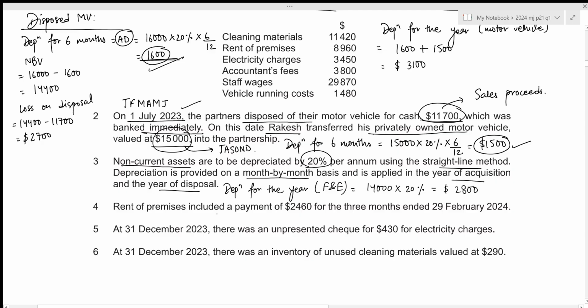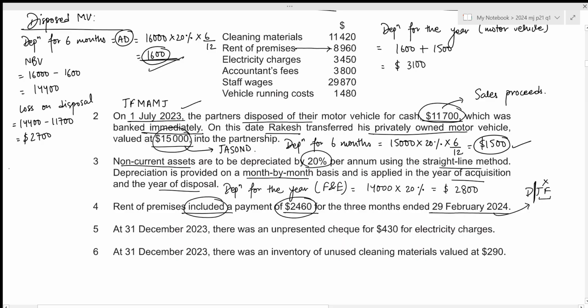Then the rent of premises included a payment of 2,460 for the 3 months ended 29 February 2024. So these 3 months will include the month of December, January and February. Our year end is 31st December 2023. It means that we should not be including the amounts for the next year. And this rent of premises given here of 8,960 already includes this amount of 2,460, which means that now we need to remove the amount for these 2 months.